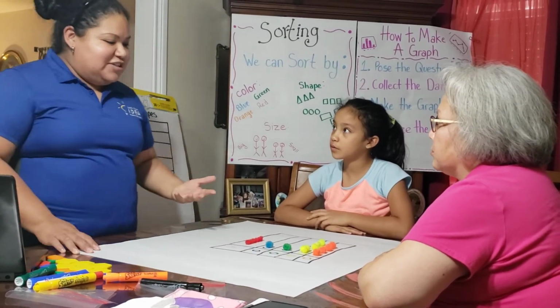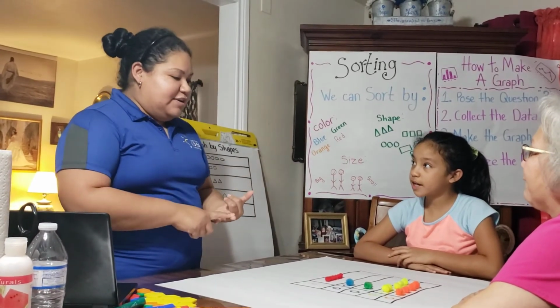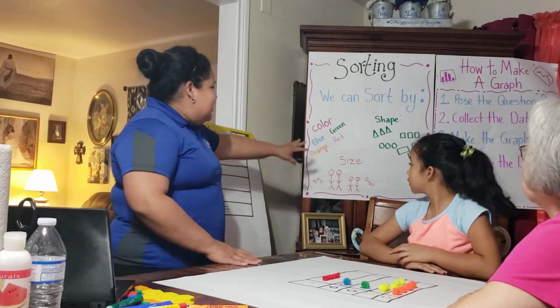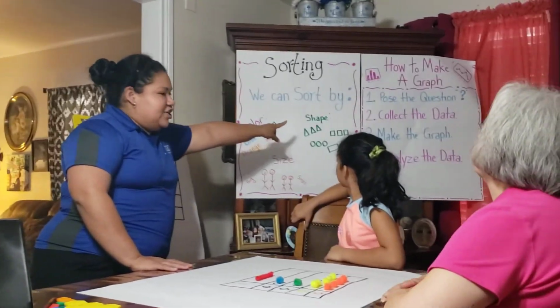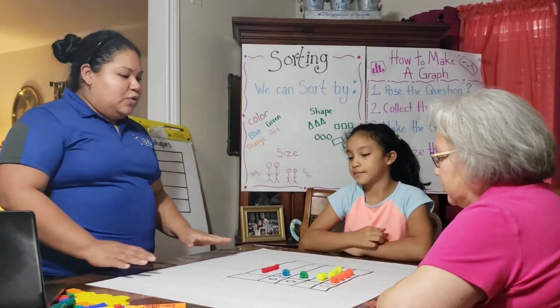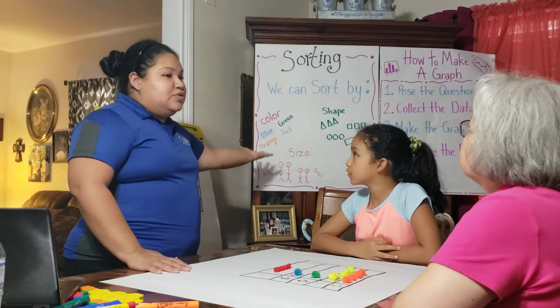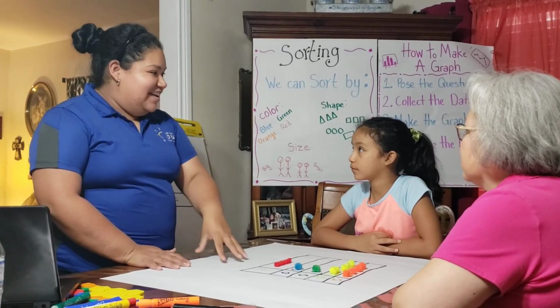So today we've learned how to sort by color, sort by shape, and Leilani also introduced sorting by size. This goes back to our pre-K knowledge: sort by color, shape, and size. Today we went from sorting to graphing it and putting your data on paper. Great job.